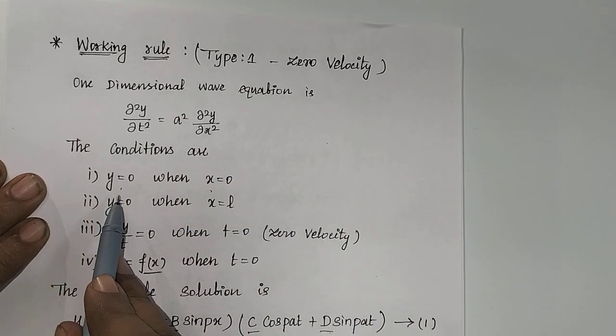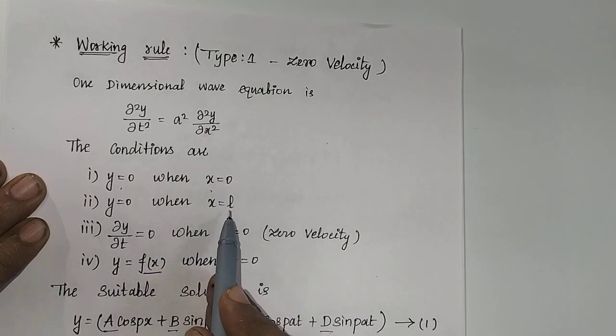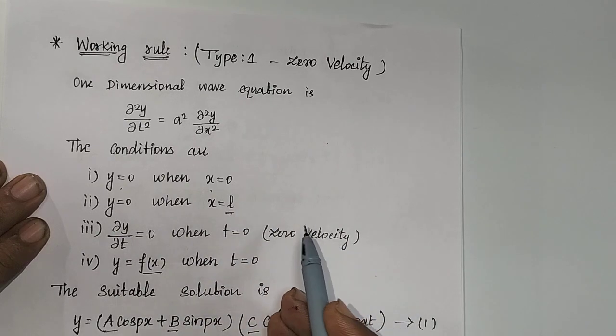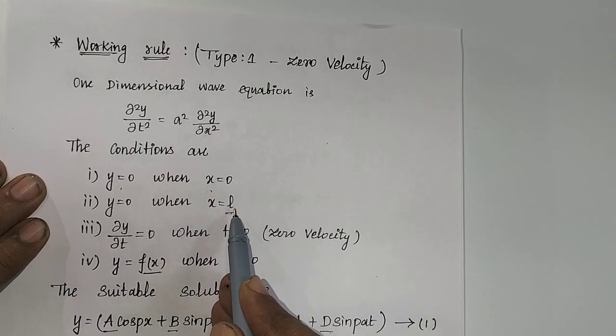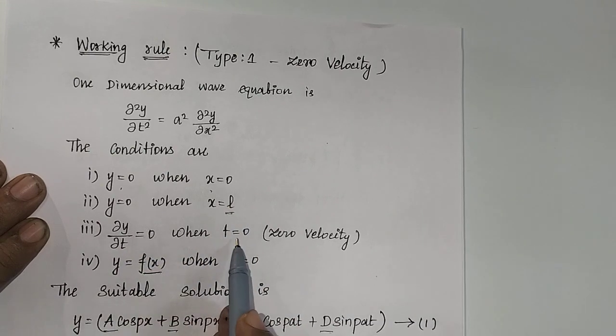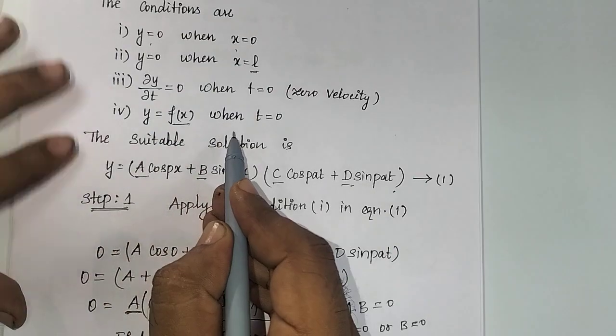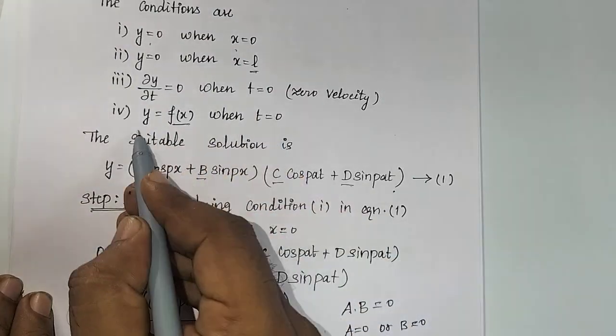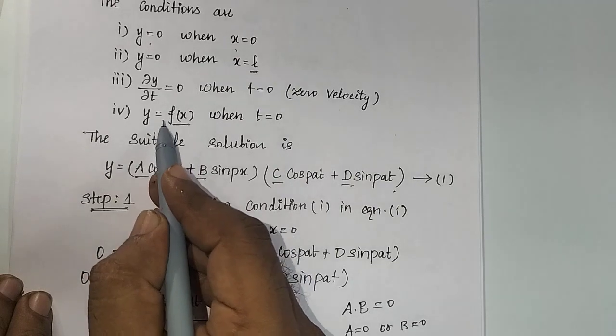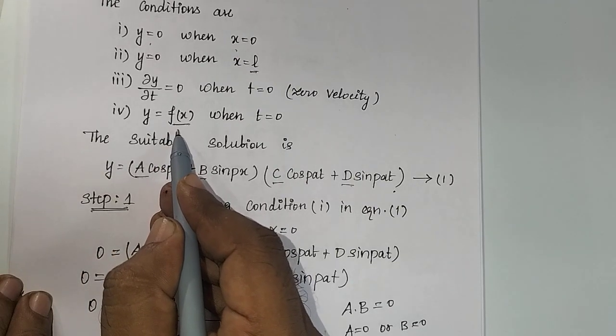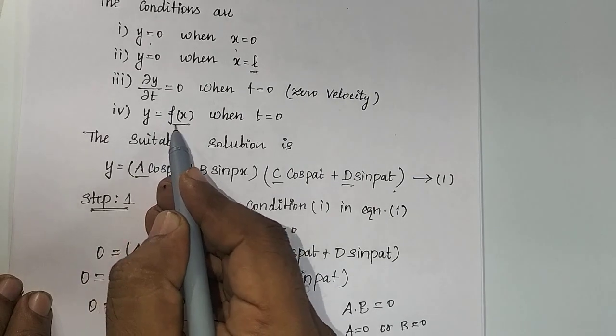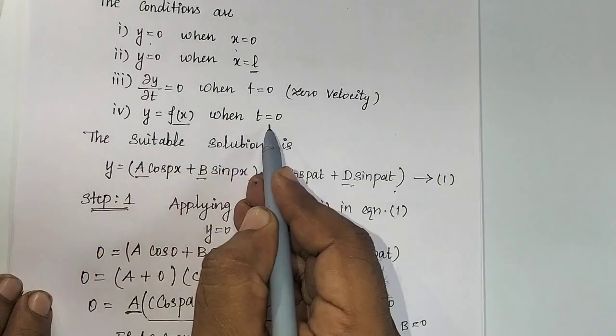What are all the conditions? y = 0 when x = 0, y = 0 when x = L. Most probably your length will be L only; very few problems take 2L. Here I have taken L, and ∂y/∂t = 0 when t = 0. This is the zero velocity model, so ∂y/∂t = 0 always at t = 0, and y = f(x) when t = 0. This f(x) depends upon your problem. Here I generally took f(x). While doing a problem, you can take what is given in your problem and mention it here.